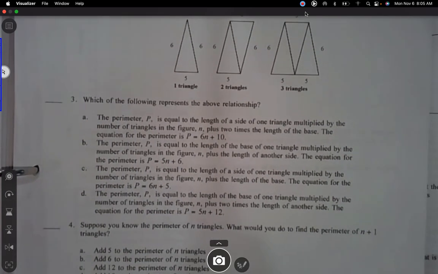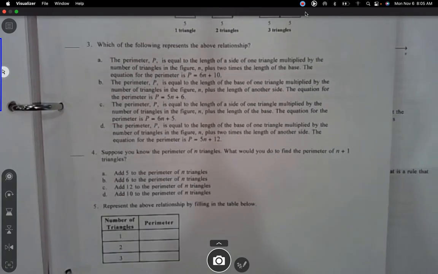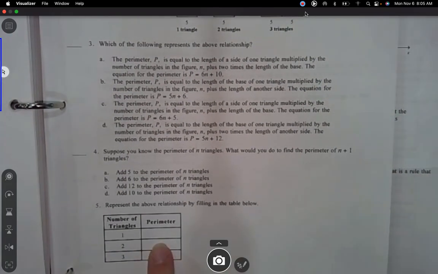Okay. Then the third one says, okay, the first triangle, what's the perimeter? Sorry, not how many sides it has. What's the perimeter of the first triangle? Well, it was 6, 6, 6, and what is that? 17. So you're going to put 17 right there.